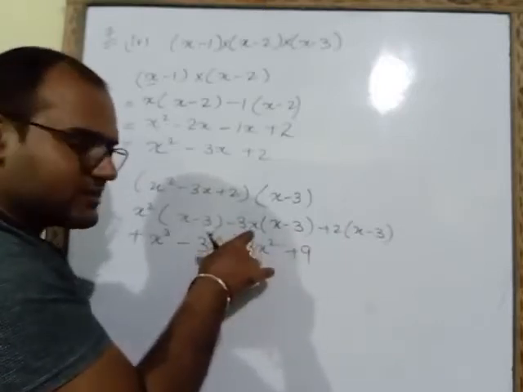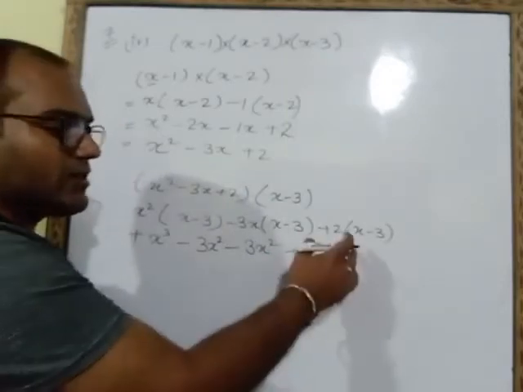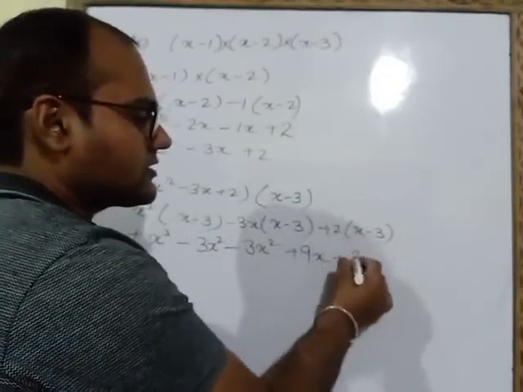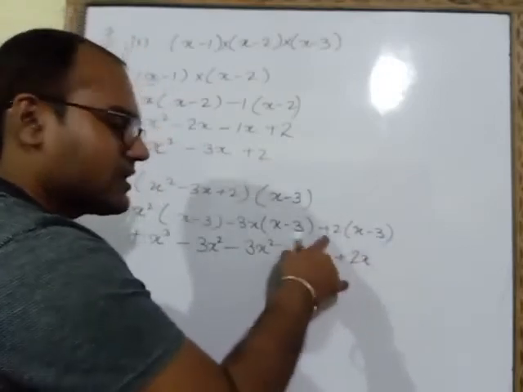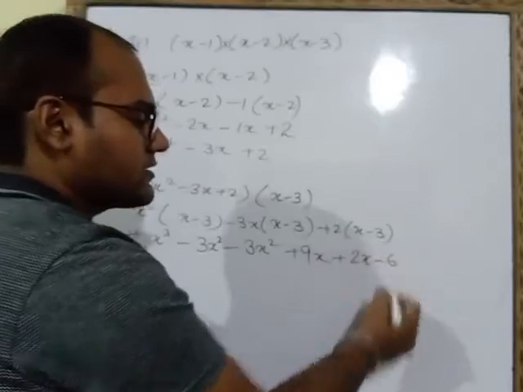Here alphabet is there. This alphabet also we will write here. Now we will come to this bracket. Plus multiply plus plus 2 into x, 2x. Plus multiply minus minus 2 into 3 will be 6.